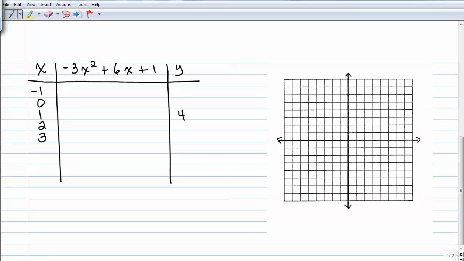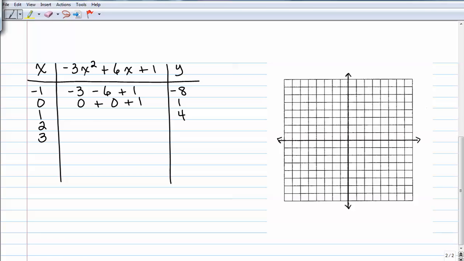So negative 1 squared is 1 times negative 3 gives me a negative 3, plus 6 times negative 1 gives me a negative 6, plus 1, or a negative 8. 0 is an easy number. That's going to be 0 plus 0 plus 1, or when x is 0, y is 1.